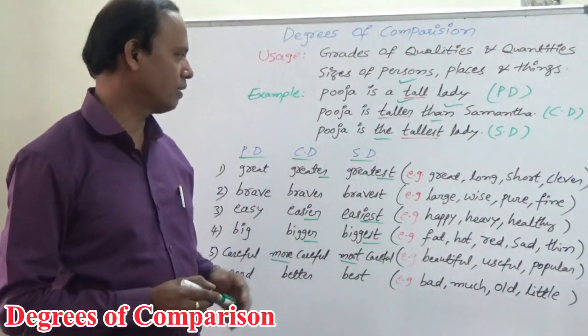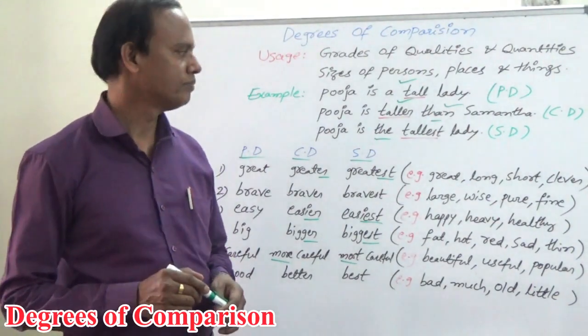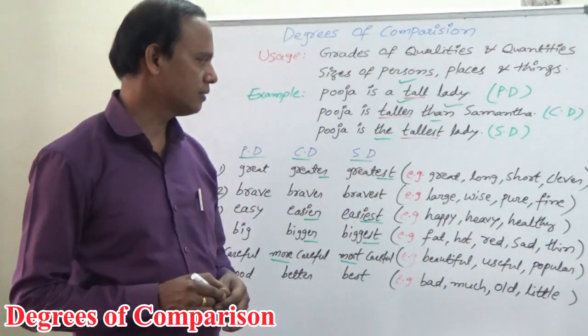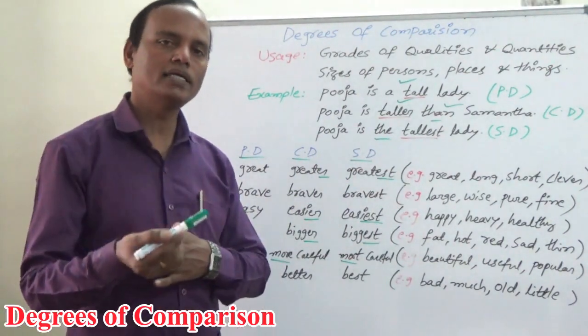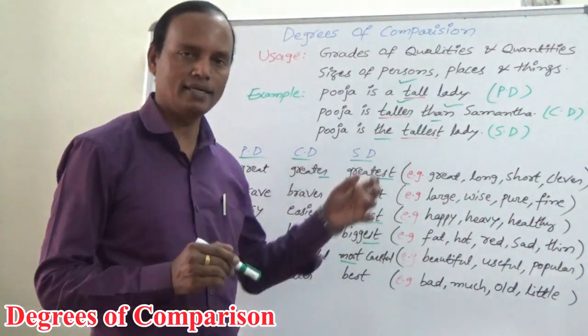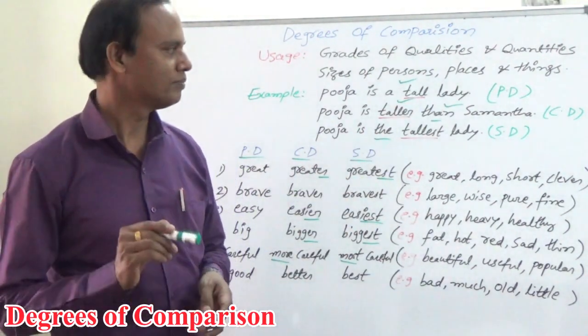Then my third example, Pooja is the tallest lady. Alright, so this is superlative degree. So whenever superlative degree comes, definitely the article comes, the definite article the comes.